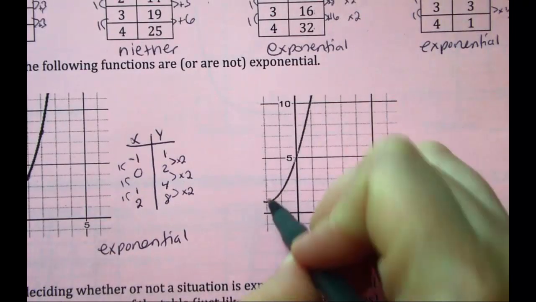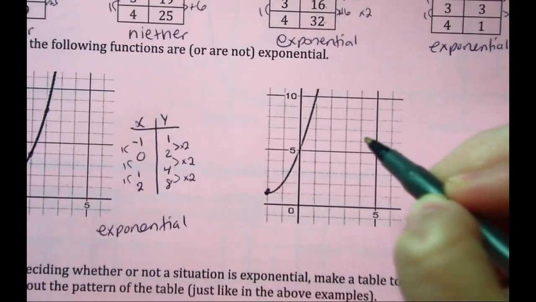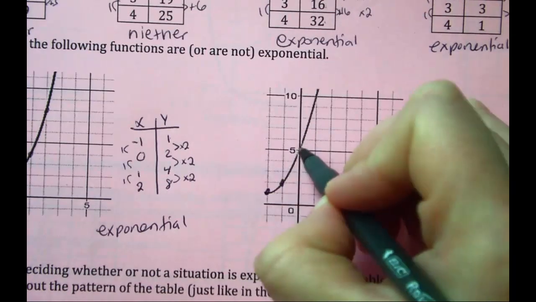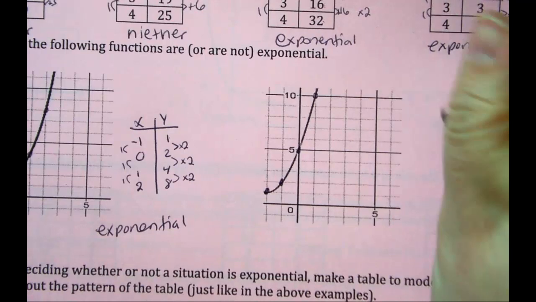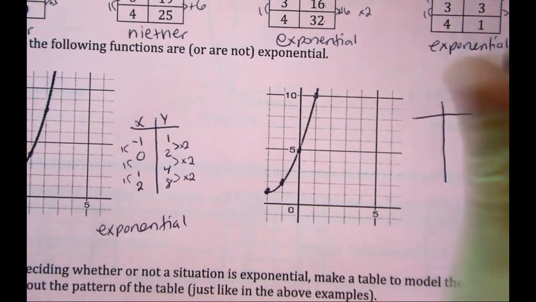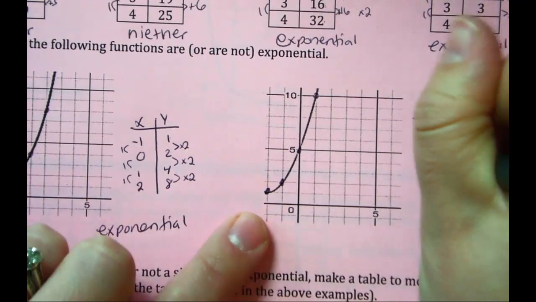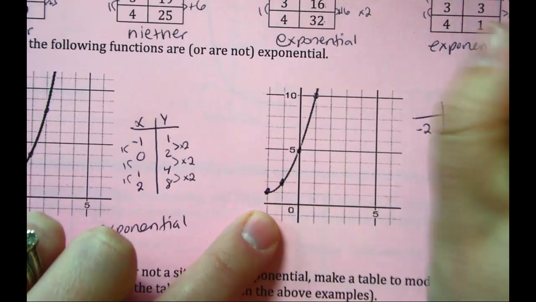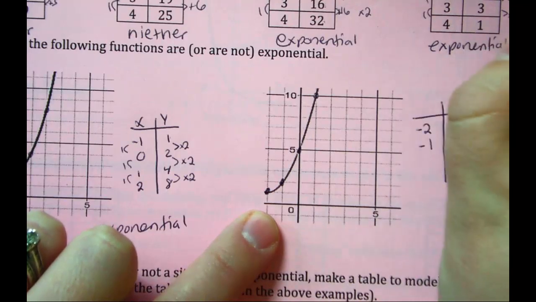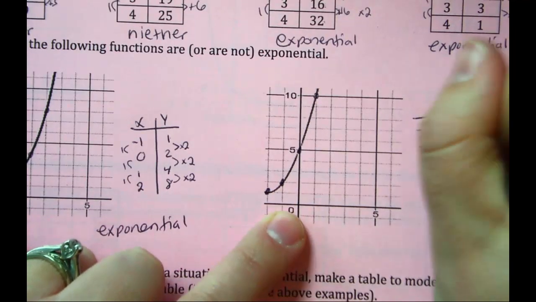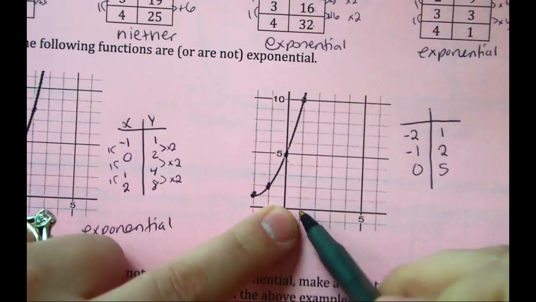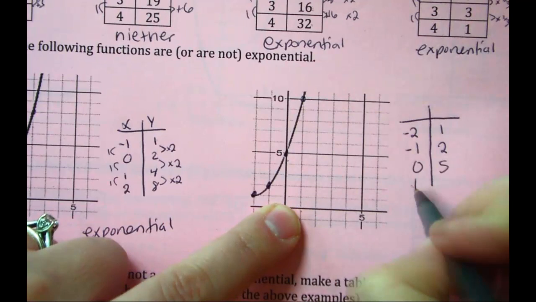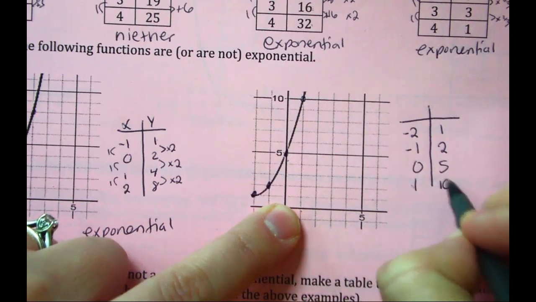So it looks like we have a point right there, and right there, and right there, and right there. So that would be -2, 1; -1, 2; 0, 5 is that one right there, and then 1, 10 is that one.